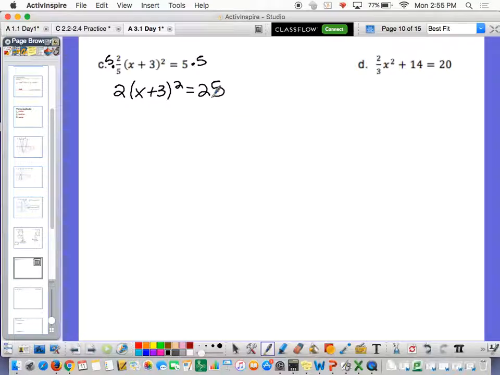Okay, well, those parentheses are protecting what's inside with that square. So we have to get rid of this 2 on the outside, and we get rid of that 2 by dividing by 2. So now we're left with (x + 3)² = 25/2. And you're like, well, that ain't pretty. It must be wrong. No, it's not. It's right. The book said so.